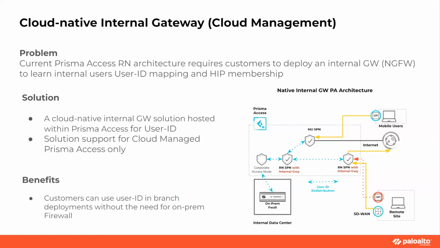For this one, this is primarily for our RN architectures. I think a lot of folks, when we're doing RN, SPN, user ID mapping, currently you have to use a next-gen firewall. But by introducing this particular feature, we introduce a cloud-native internal gateway so that you no longer require a next-gen, on-prem firewall in order for the user ID distribution to happen. And this particular support for now is only for cloud managed Prisma Access.